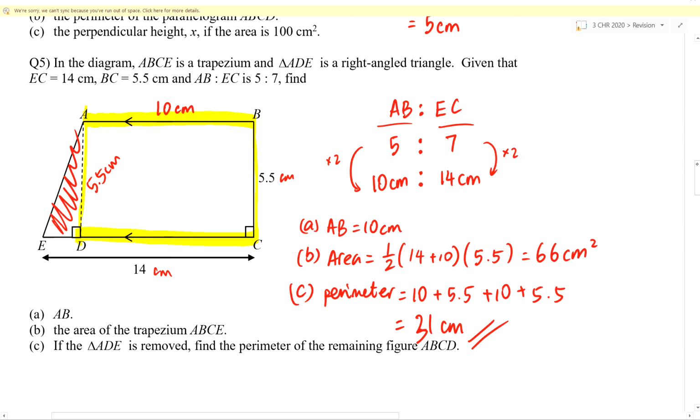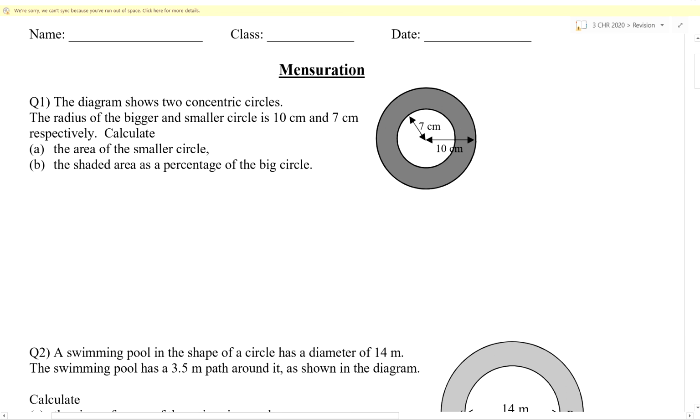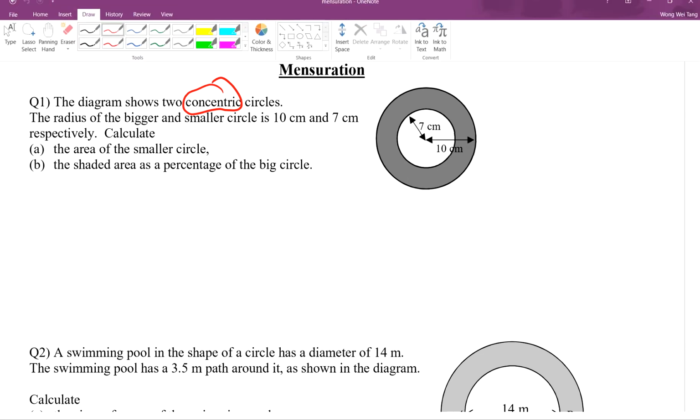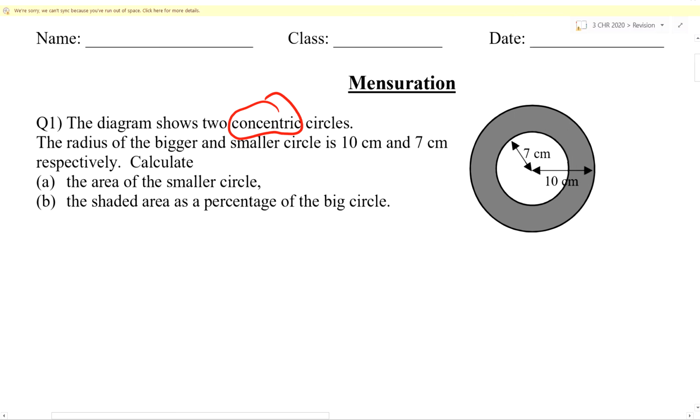Okay, then let's move on to the start of this worksheet, where we have to do with circles. So I wanted to talk to you about this question first. Here, this diagram shows two concentric circles. What is this word? What does it mean? Based on the diagram, what do you think it means? Two circles? Yeah, two circles in a diagram, but what is so special about concentric?